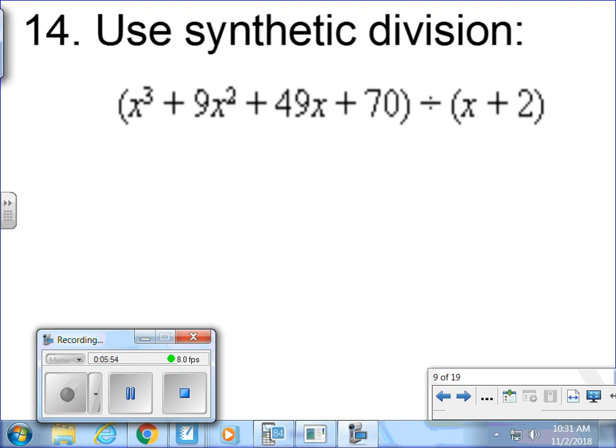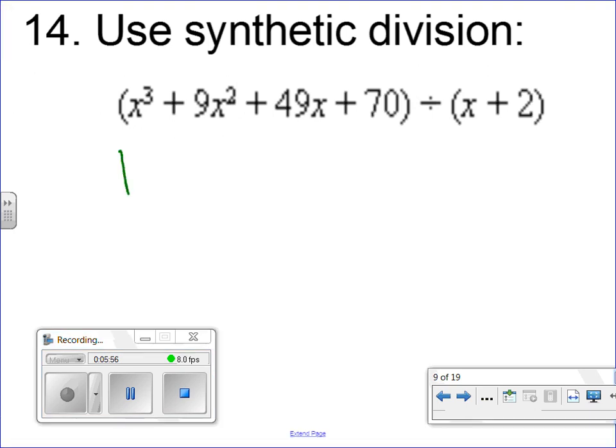Hey people, in the video I got some board buddies working, but we need to make sure we're using synthetic and not long division. Some of my board buddies tried doing long division on this. What's going to go in our little box? What's going to go in your little box? A negative 2. Very good, a negative 2.